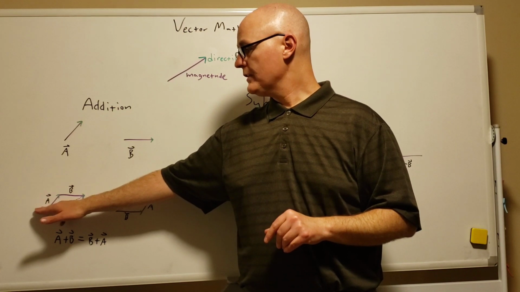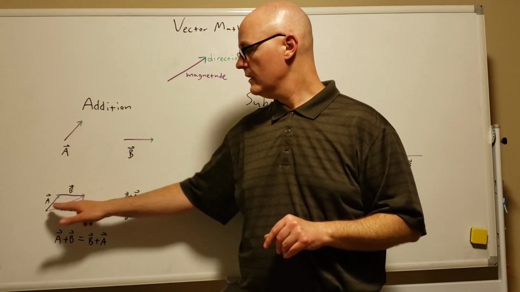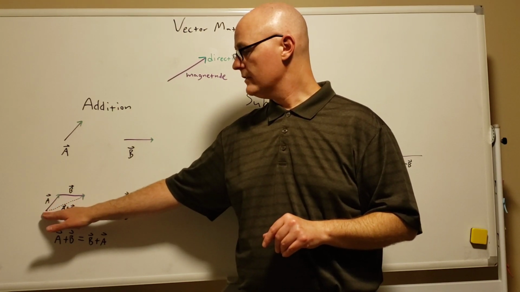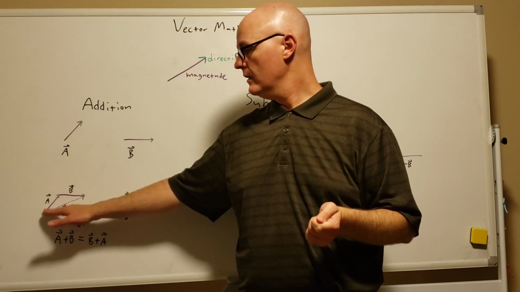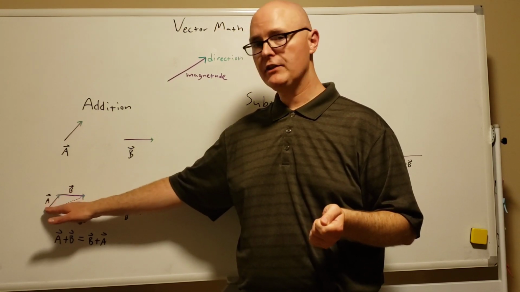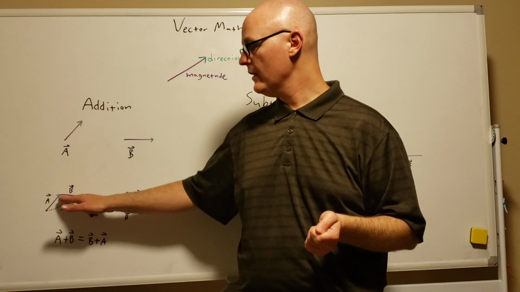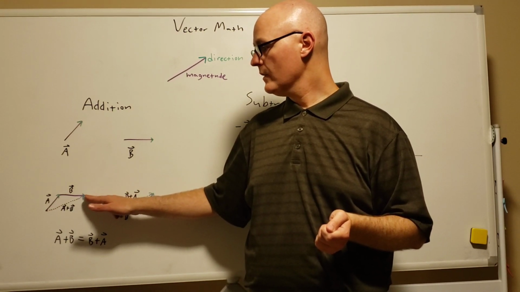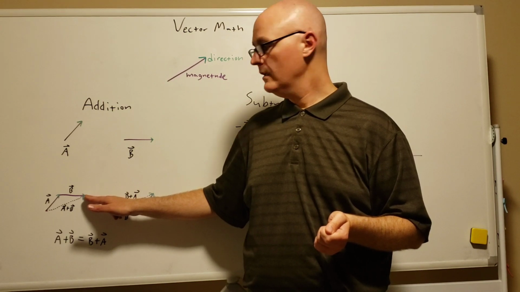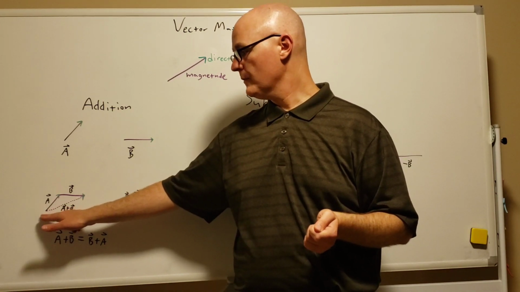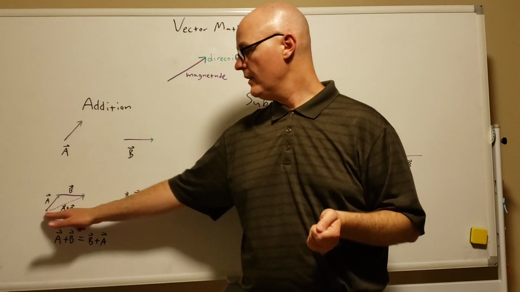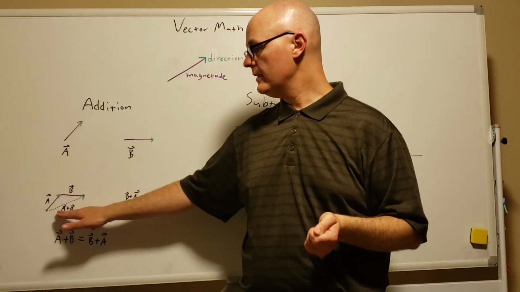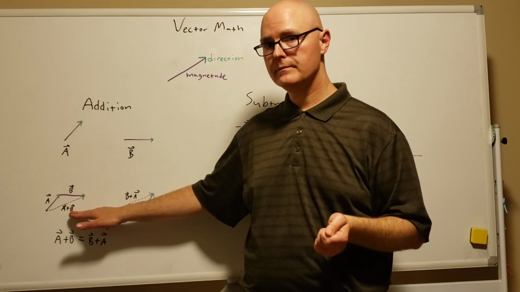If I have vector A and vector B, I start at the origin. At the head of vector A, I attach the tail of vector B. Now from the origin to the head of vector B, that vector is A plus B.